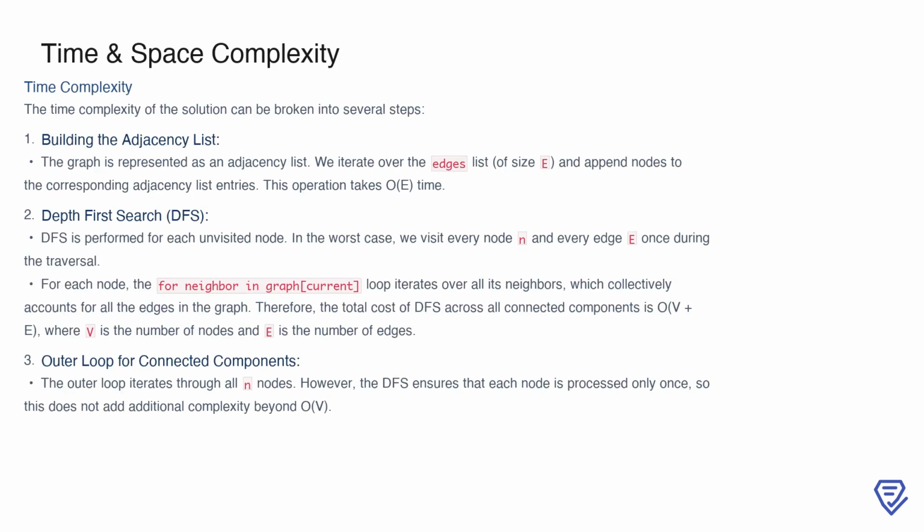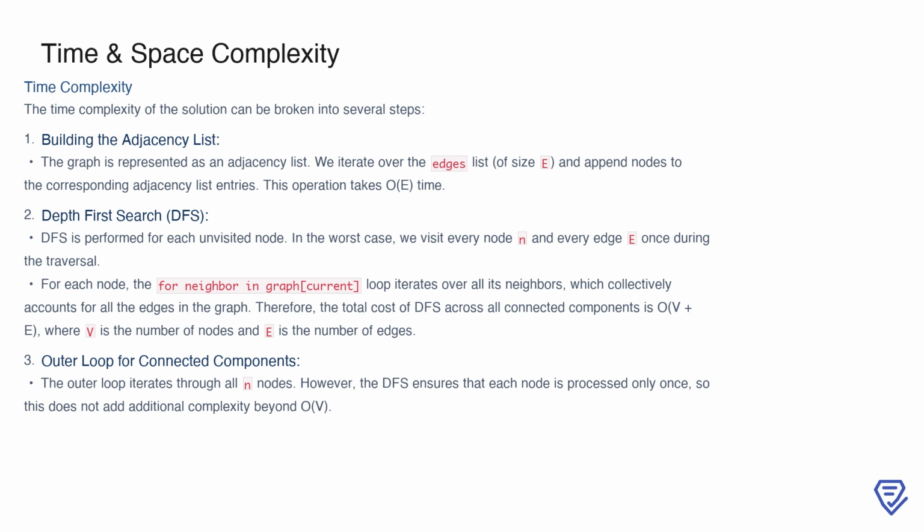To analyze the time complexity of our solution, we can break it down step by step. First, we construct the adjacency list to represent the graph. This involves iterating through the edges, and for each edge, we add the corresponding nodes to their respective adjacency list entries. Since there are E edges, this process takes O(E) time.